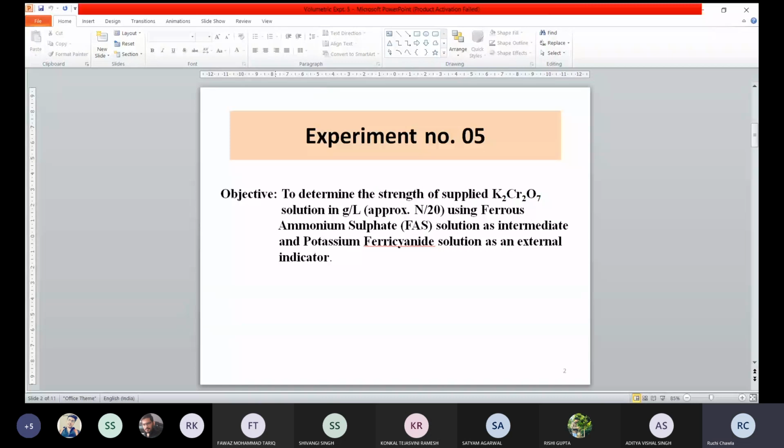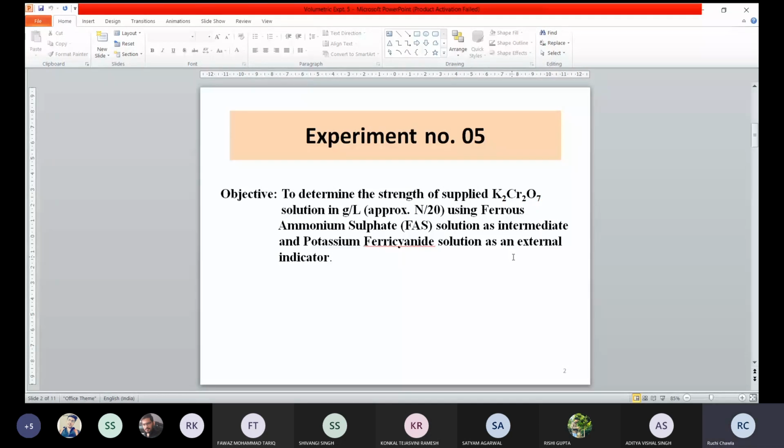Now, the last two words in the objective, external indicator, make this experiment very different from the last 4 experiments that you have learned in volumetric chemistry. In this experiment, you will be using an external indicator. External indicator means that we will not be adding it to the contents of the conical flask as you have been doing previously. In this, the indicator will be kept outside the reaction mixture, and that will be done with the help of a white tile and a glass rod, which I'll be showing you right now.